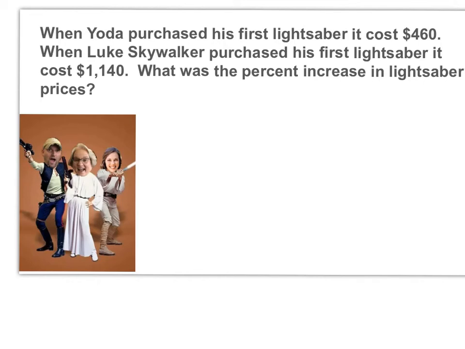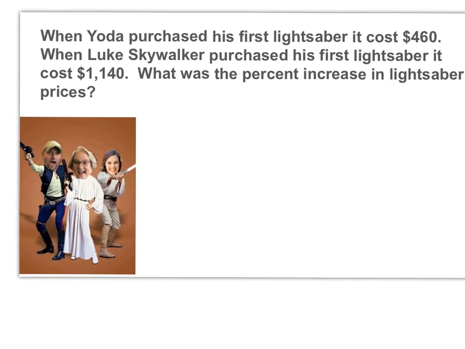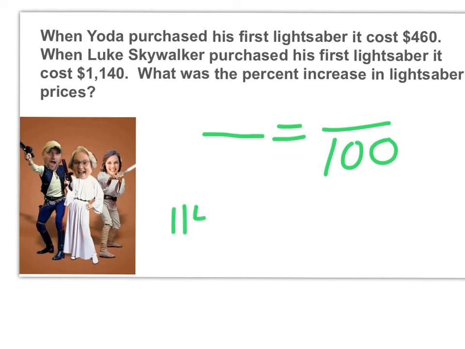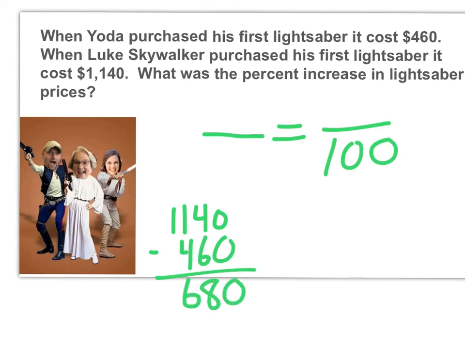Problem: when Yoda purchased his first lightsaber, it cost $460. When Luke Skywalker purchased his first lightsaber, it cost $1,140. What was the percent increase in lightsaber prices? So this time we're talking about a percent change, not a percent error. They didn't miss it. It's just changed over time. So we need to figure out how much it changed. So our first thing is going to be to take the difference in price, which is of course a subtraction problem, to find out that it has increased in price by $680. That's the change in price.